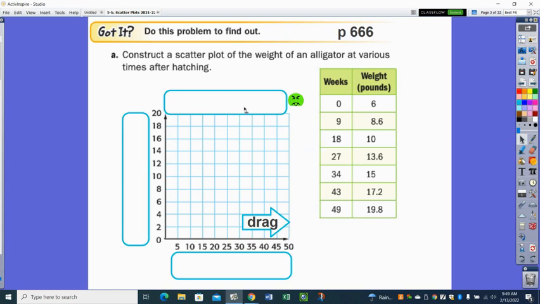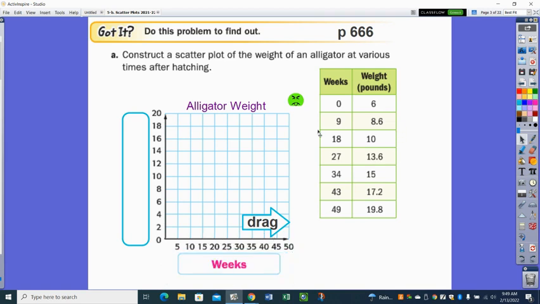All right, so again, we're going to be smarter than the book, and we're going to put a title in. They don't ever leave room for it. And this should have been the number of weeks, because the weight in pounds will depend on the weeks.